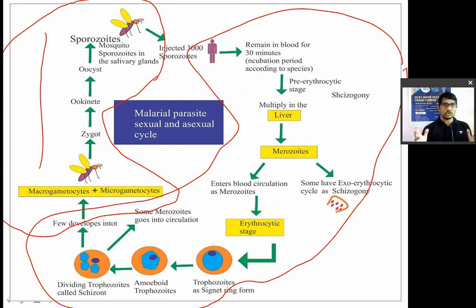Remember, there are four causative organisms: Plasmodium falciparum, which causes the dangerous type of malaria; Plasmodium vivax, Plasmodium ovale, and Plasmodium malariae. Okay. So Plasmodium malariae and Plasmodium ovale cause malaria that can be easily recovered from. They are not a dangerous type of malaria, but every malaria requires treatment.